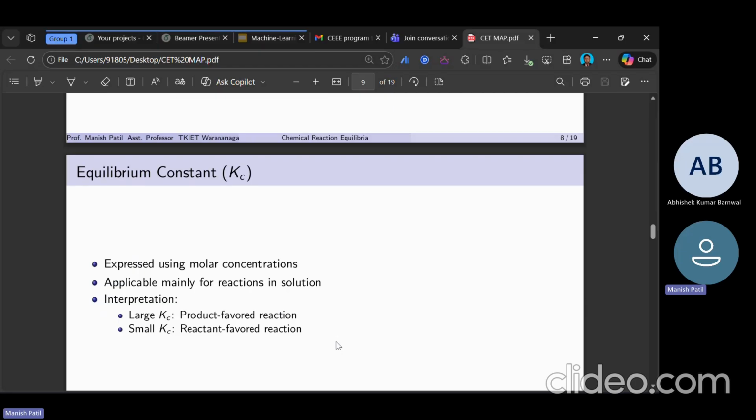Then we are going to discuss the equilibrium constant. K does not tell us the reaction speed. K tells us how far the reaction proceeds. When expressed in molar concentration, it is applicable mainly to reactions in solution. When K is a very large value, the reaction is product favored. When K is a very small value, the reaction is reactant favored.